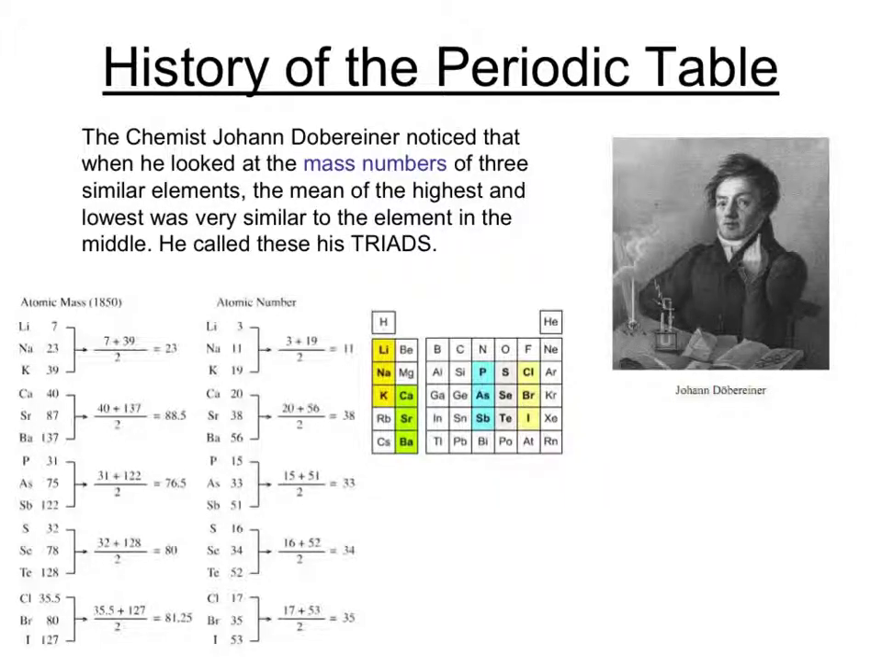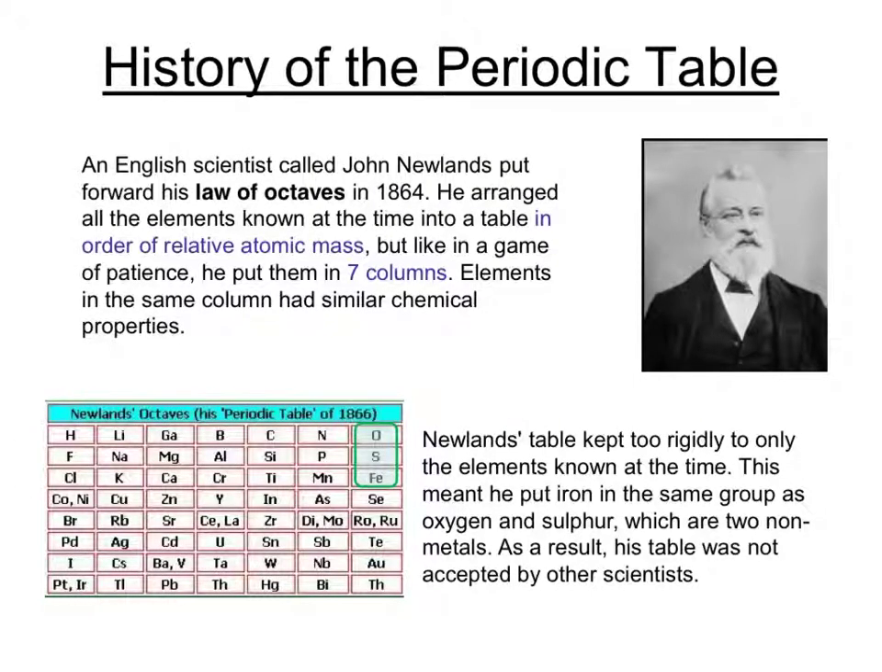So if, for example, you look at lithium and potassium here and take an average of their atomic masses, or what he knew them at the time to be, of 7 and 39, and you halve it to find the average, it comes to 23, which is the same as the middle element, which is sodium. If we do the same these days with atomic numbers, then we get an exact match for the middle atom. So Dobereiner managed to link elements together in threes.